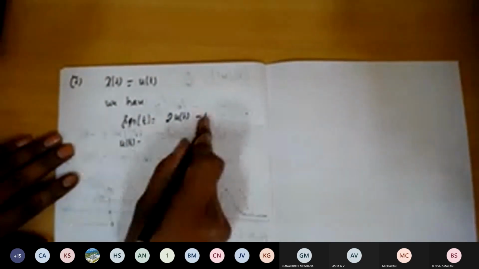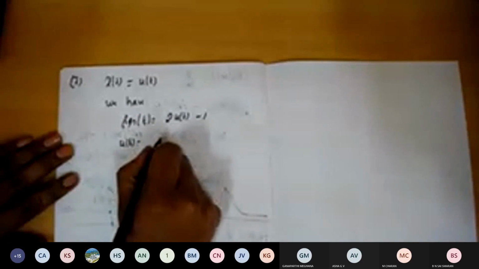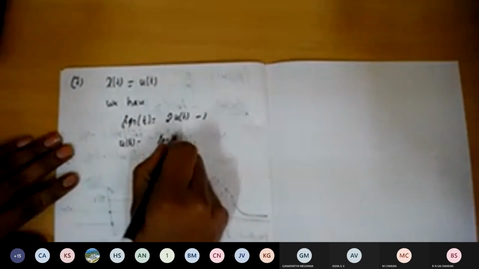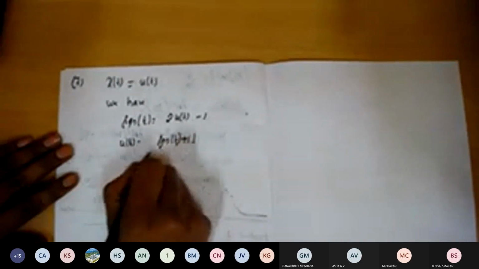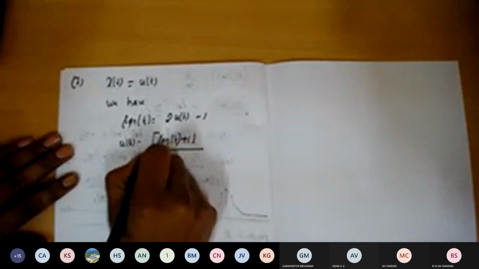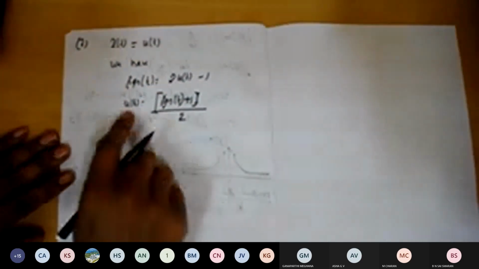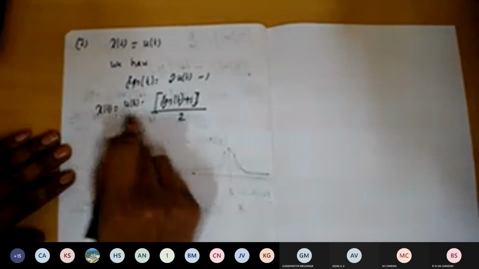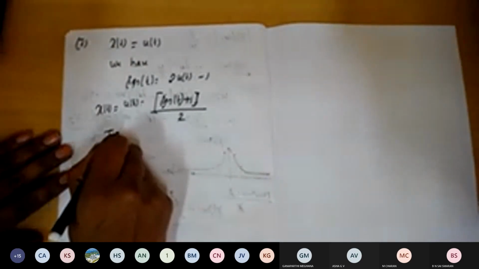sending the minus 1 to the other side, it becomes signum of t plus 1, the whole thing divided by 2. So u of t is equal to signum of t plus 1 divided by 2. Now for this one, let us take the Fourier transform. So x of t, which is equal to u of t, let us take the Fourier transform on both sides.